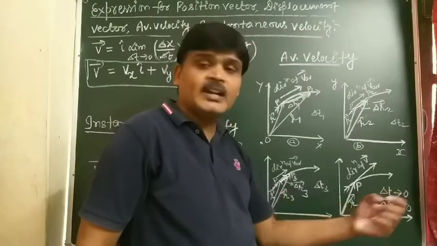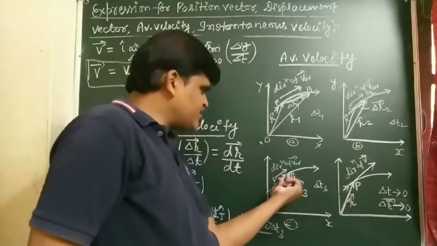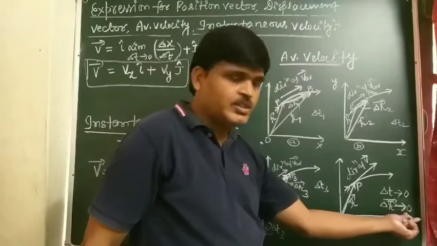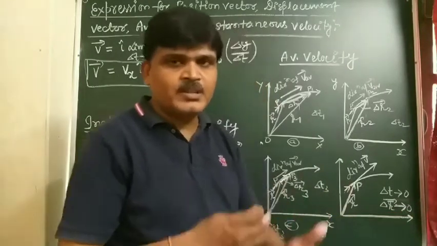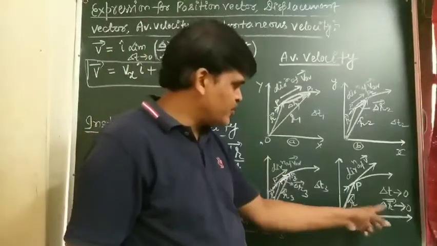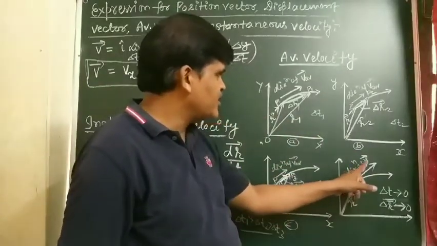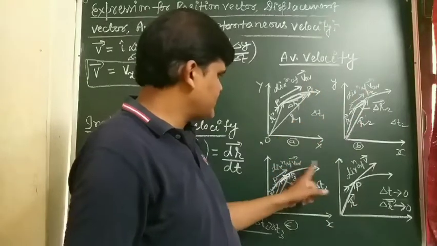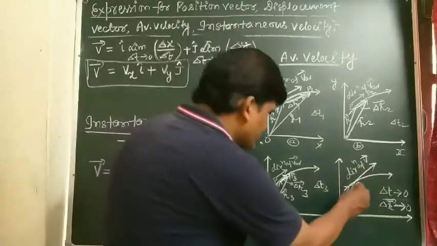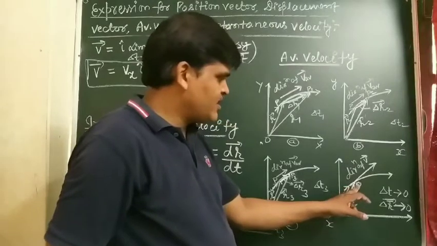So now in the last case, the position of the object at point P, and after time delta t, when delta t approaches 0, in that case this displacement vector is also 0. So the limiting value of average velocity for which time interval delta t tends to 0, then average velocity changes to instantaneous velocity. Here V average, but here only V. This is the instantaneous velocity. And students, see the diagram carefully.